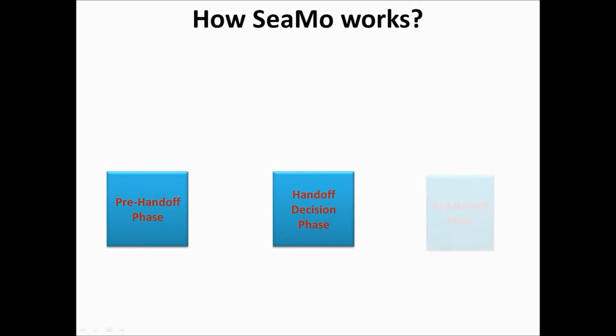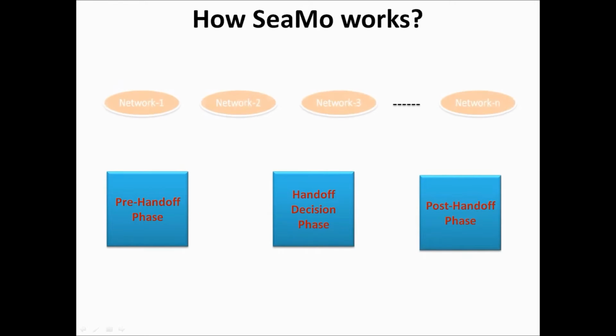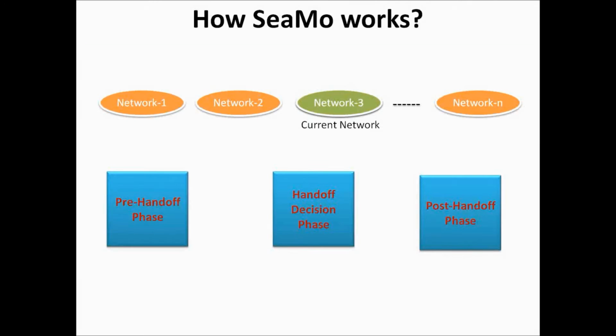Let us now look at the working of SeaMo. SeaMo works in three different phases: pre-handoff phase, decision phase and post-handoff phase. Let's assume there are n networks of different technologies and the host is connected to a particular network. The pre-handoff phase will scan these networks for various parameters and pass these scanned parameters to the decision module. If the algorithm decides to hand over, it will then trigger the post-handoff phase. The post-handoff phase will initiate a connection to the new network and then disconnect from the old network.